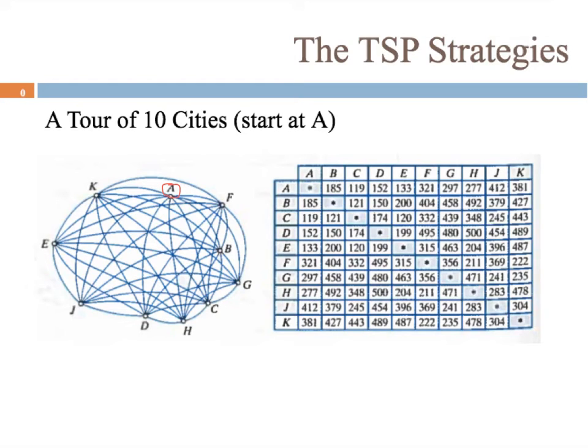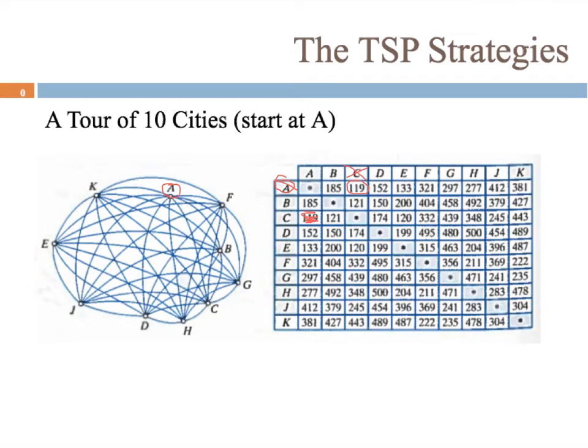So if I'm starting at A, let's look across the row and find the city or the site that has the smallest value. So it looks like for this one it's going to be C. So A to C. Well, we started with A, I'm going to circle that. So we'll mark out C. So A to C, and then from C, we can't go from C to A, so that's done.